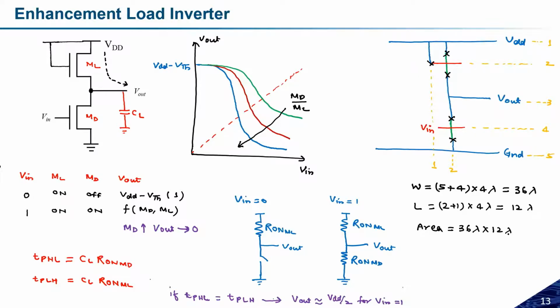And if the technology node is equal to 32 nanometer, then lambda is equal to 16 nanometer. Can anyone calculate what is the area? 36 into 16 into 12 into 16.